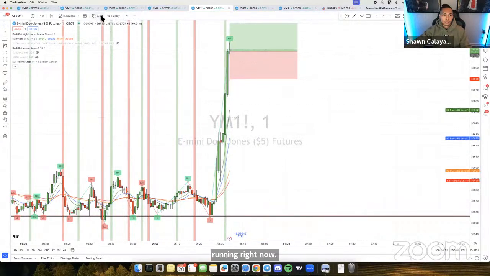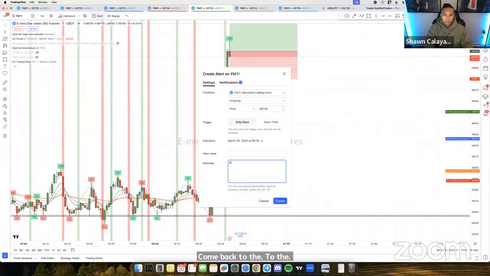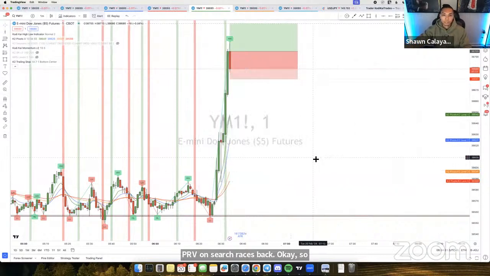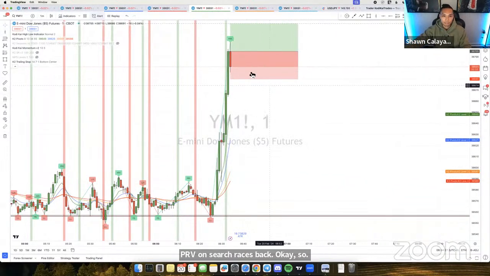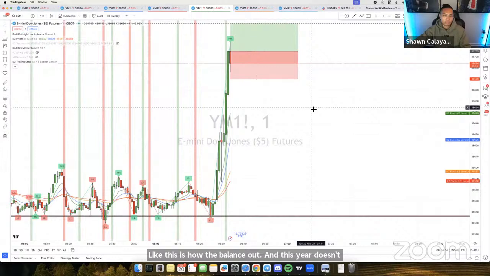Come back to the PRB once it retraces back. Okay, and if this hits stop loss, it's fine because this is what I'm talking about. This is how they'll balance out. If this here doesn't work out, then the next trade will typically balance it out back to break even.